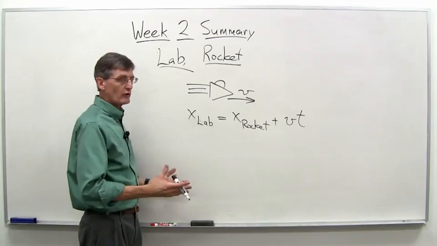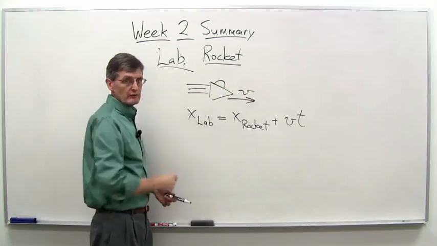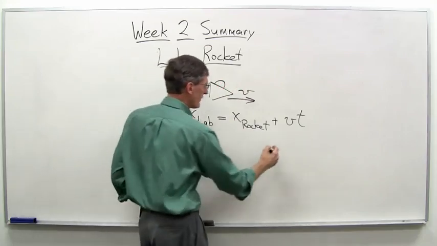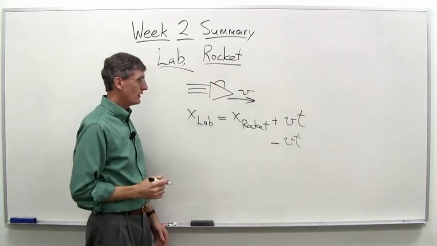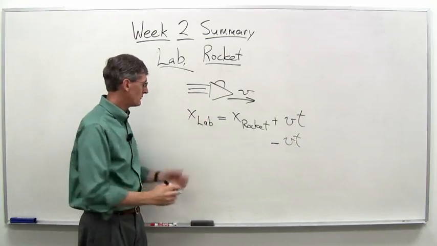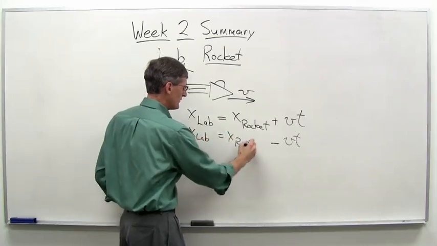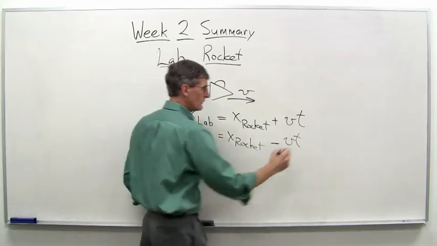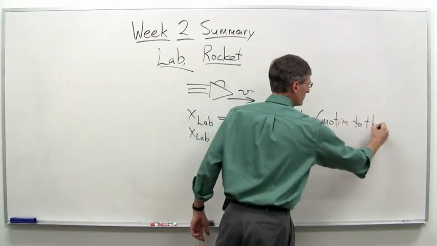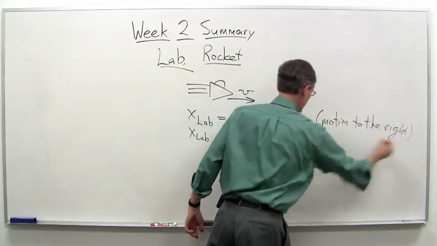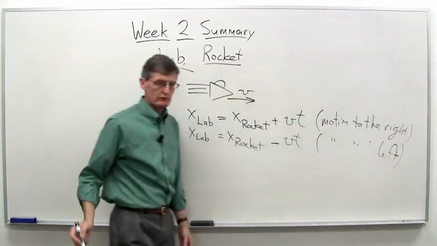And then given that, you can say, okay, what about other situations? Well, what if the rocket was moving the other direction, to the left? You just change the sign here. It just becomes minus vt. And then you can say, that's really the same thing. So you can say X lab equals X rocket minus vt. Okay, so this is motion to the right. And this is motion to the left, negative direction.